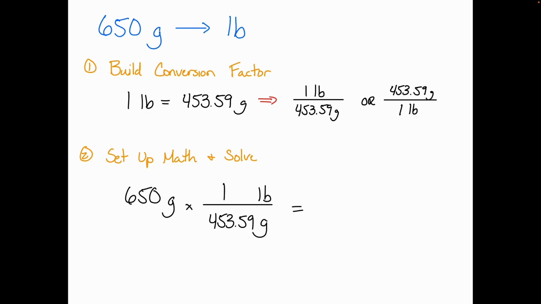All right, punch that into my calculator. I get 1.43301, whatever. My units, grams cancel out. I'm left with pounds. That was the whole idea. And then lastly, my sig figs. 2 sig figs. So 650 has 2 sig figs. Why not 3? Why doesn't that 0 count? No decimal in the number, right? So yeah, this only has 2 sig figs.